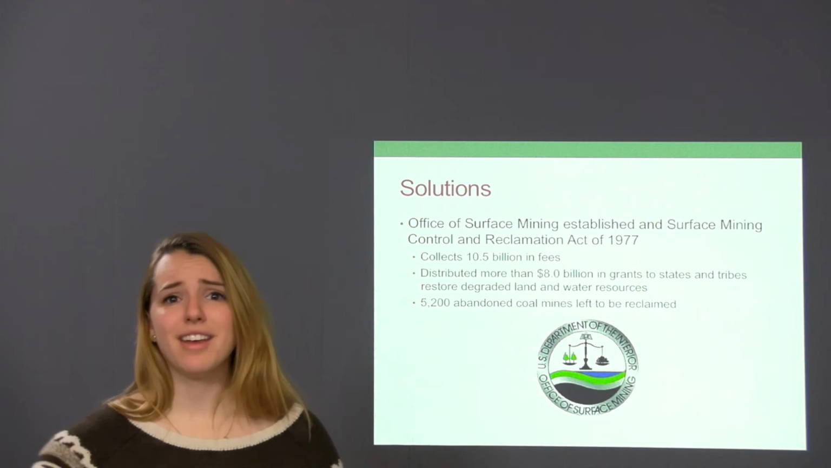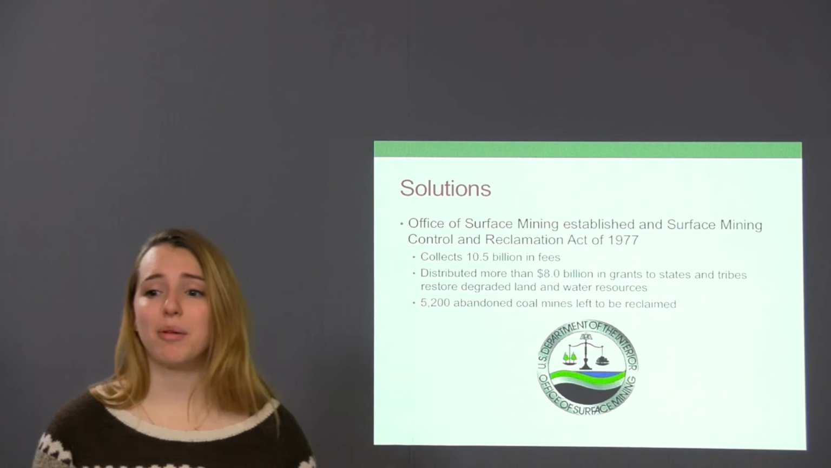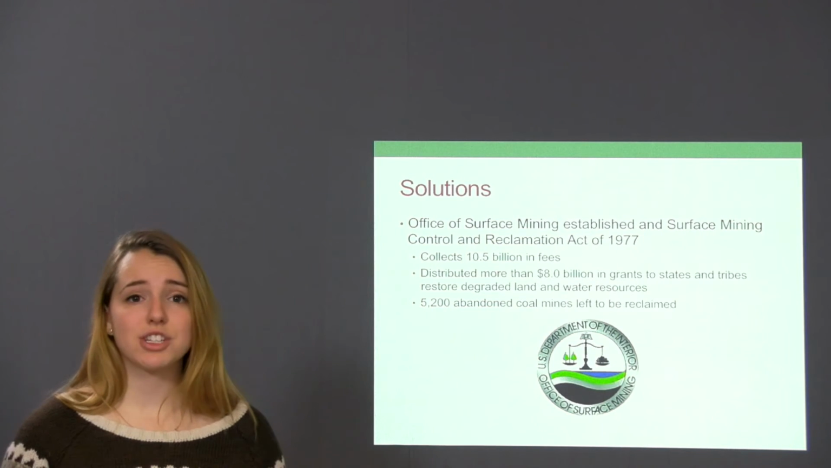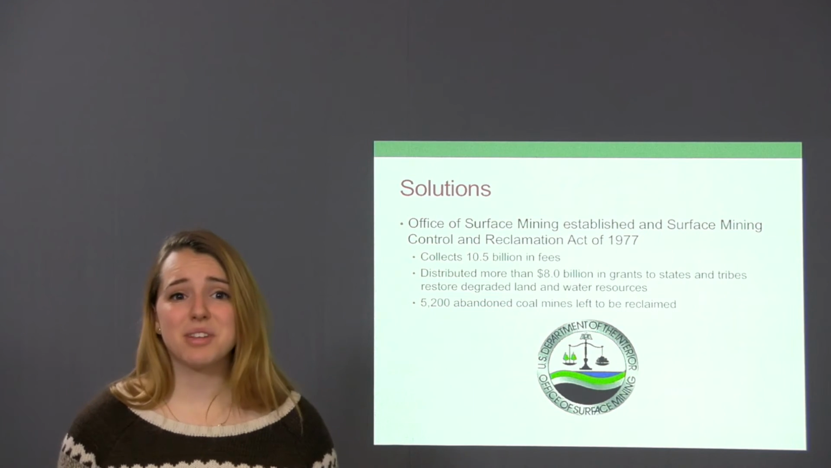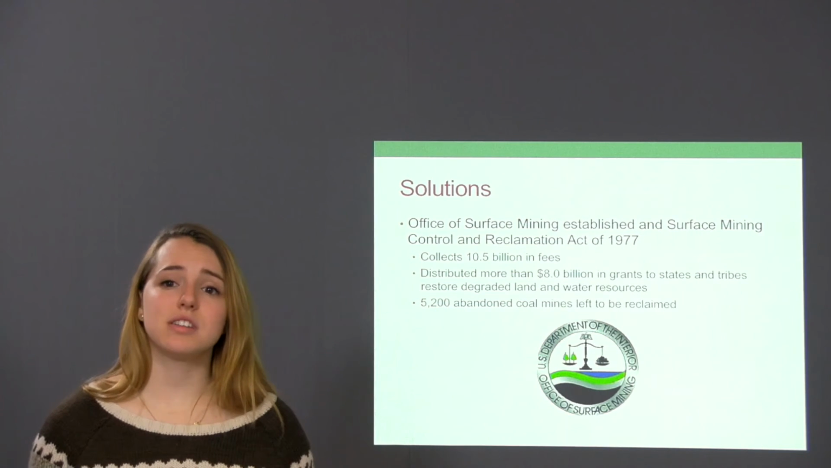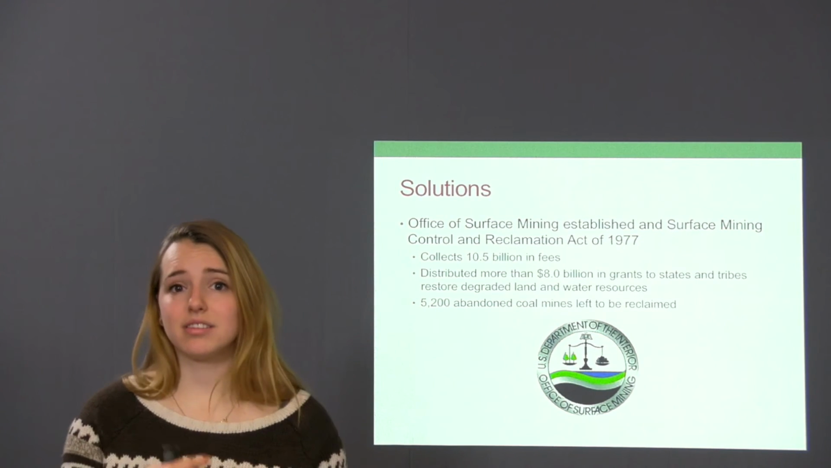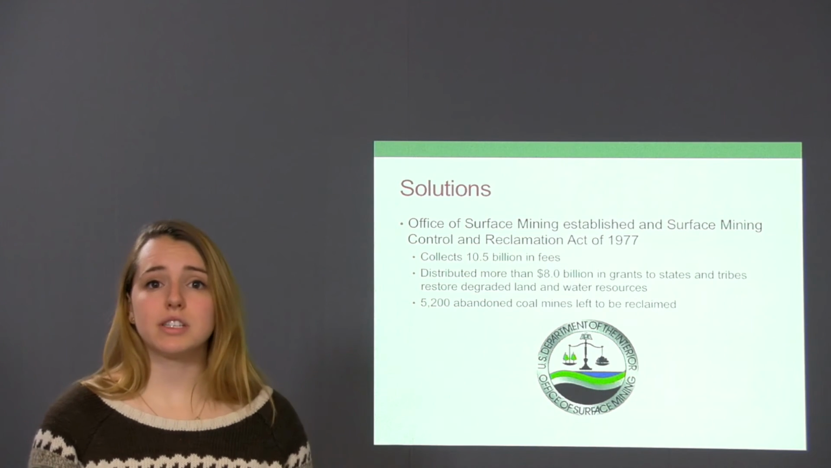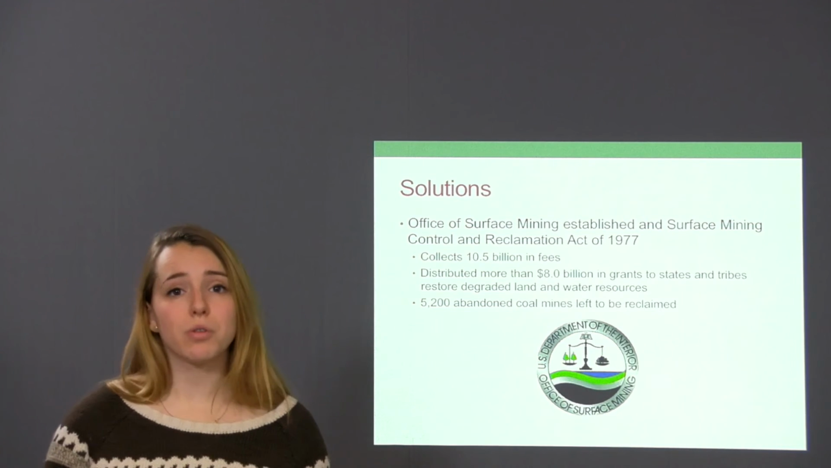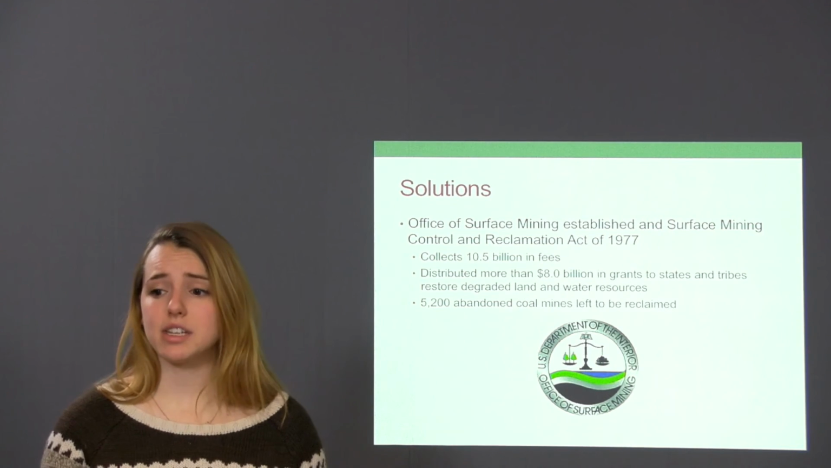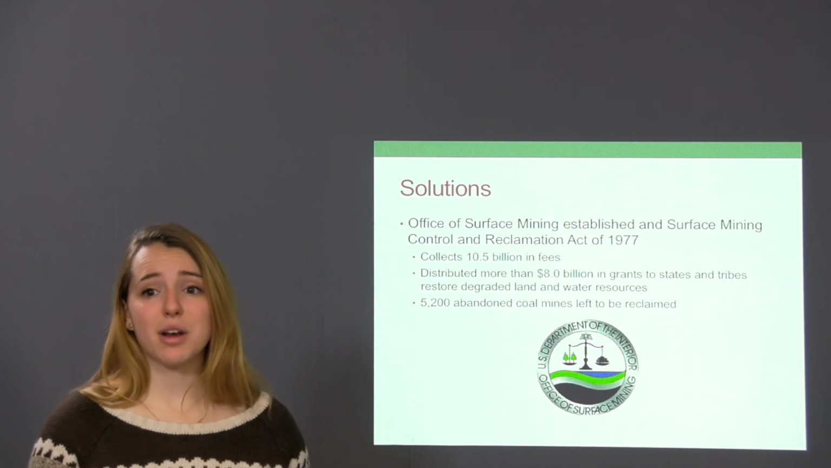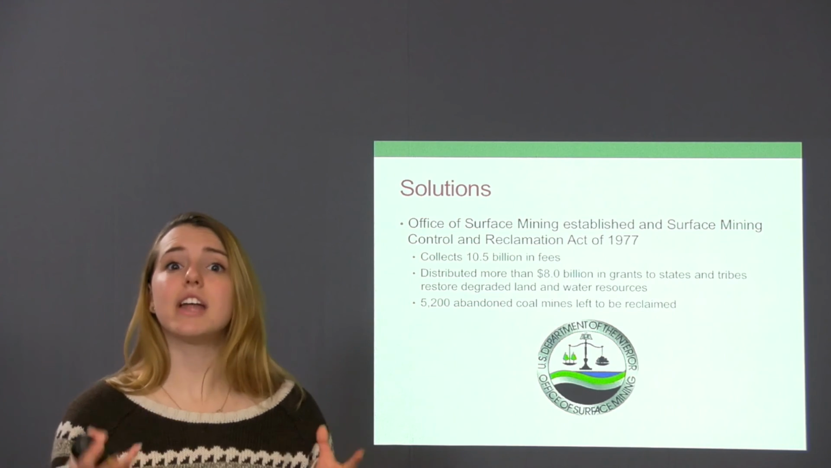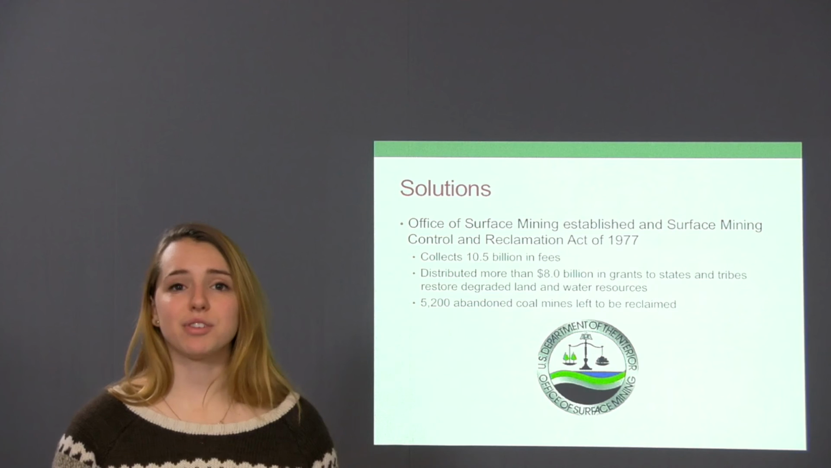So what are we actually doing to stop all these environmental impacts? The Office of Surface Mining established the Surface Mining Control and Reclamation Act of 1977. Basically, they're collecting money from the companies that created the coal mines and caused this problem, and redistributing it to states and other organizations that are cleaning up the mines, restoring the land, and cleaning the water. It's actually had a lot of progress, and there are only about 5,200 abandoned coal mines that have yet to be restored and reclaimed, which I was really excited about.